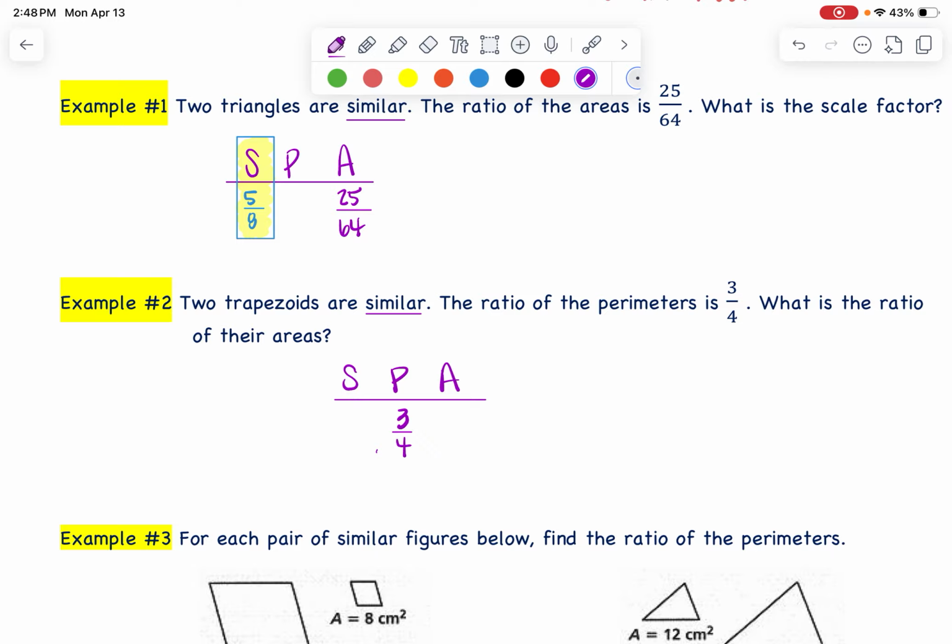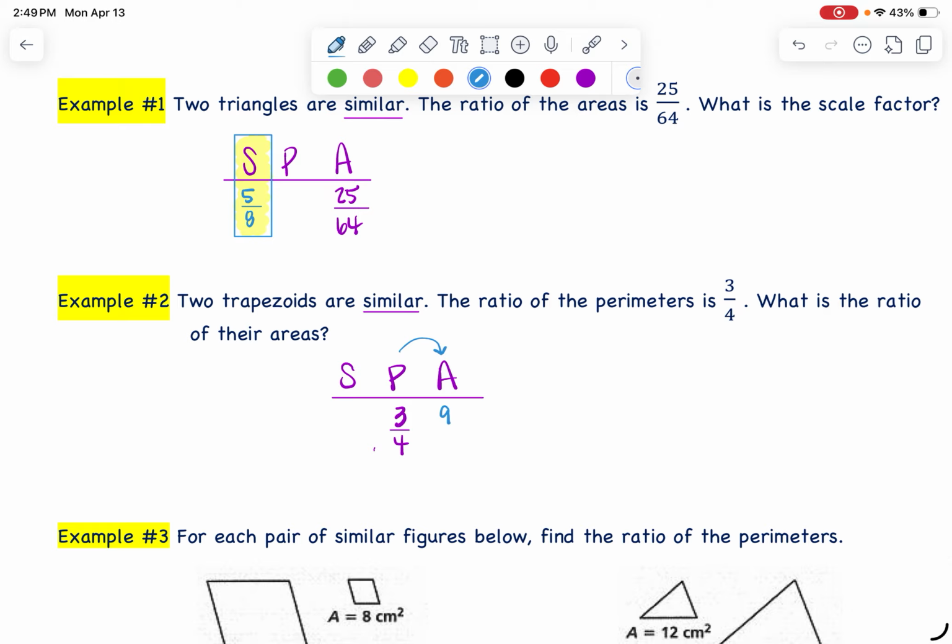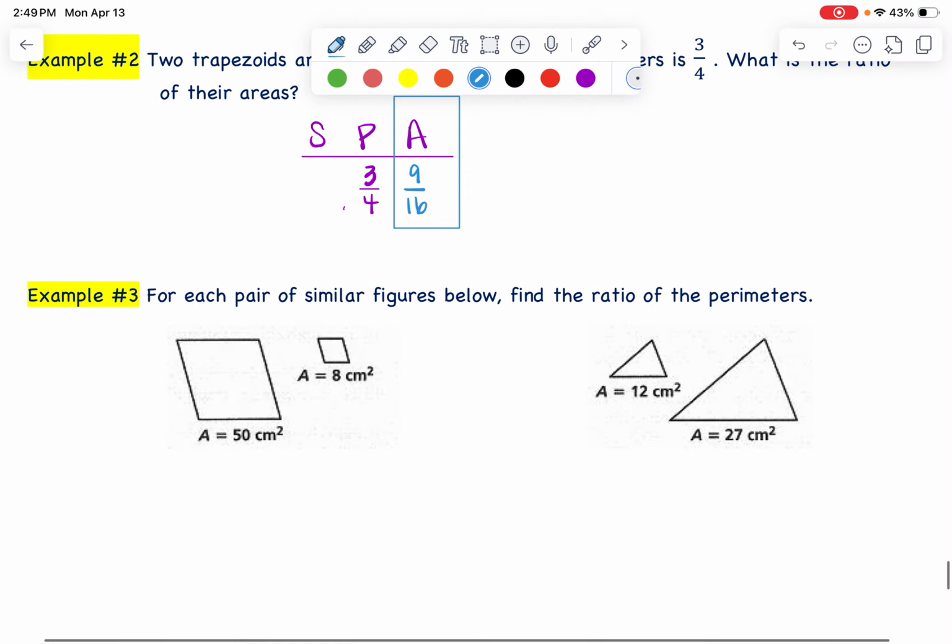And then it says, what is the ratio of their areas? Okay, well, I'm obviously going up a dimension to go from P to A, or perimeter to area, which means we need to square. So that becomes 9/16. Voila. Just box it. There's our answer. That would be the ratio of the areas. Okay, all right, let's hop down here.